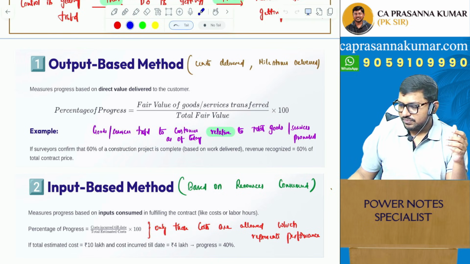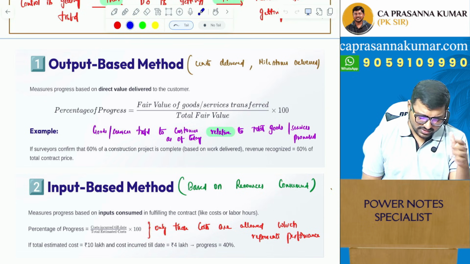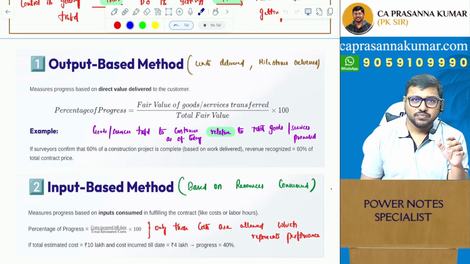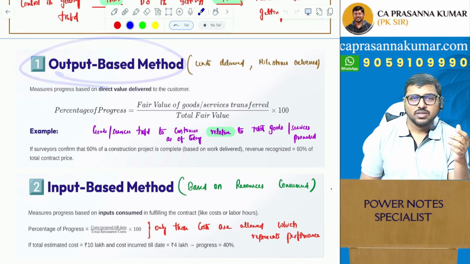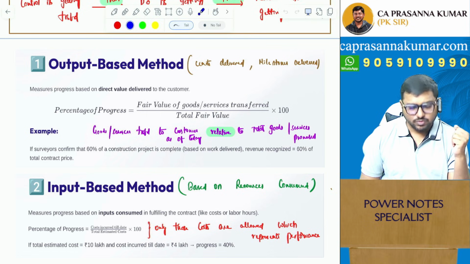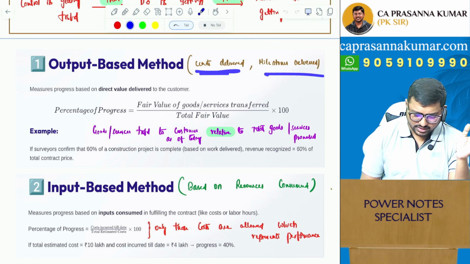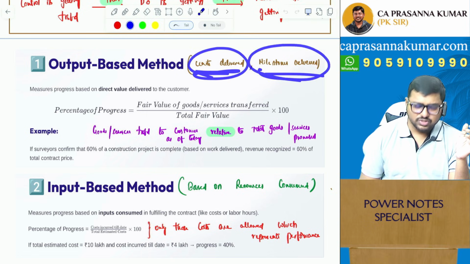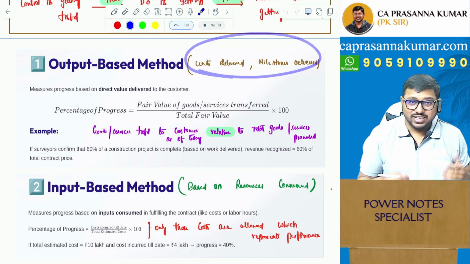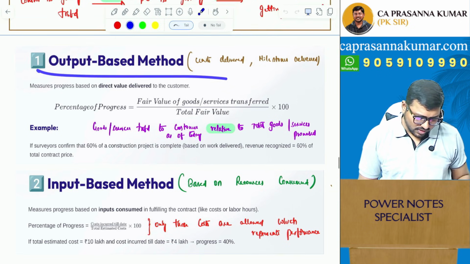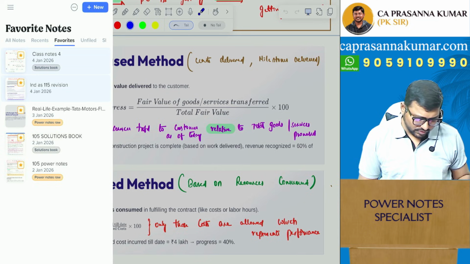Anyways, now you can ask me, why is it that they are going with fair value of goods or services divided by total fair value? How can you find fair value? See, fair value you can find only with respect to output. That's why it is called output based method. Now the question is, what kind of output? That's what example I've given in brackets. Units delivered, milestones delivered. Sir, can you give me examples so that we can understand output based method? All right. So I'll just go with few examples over here.